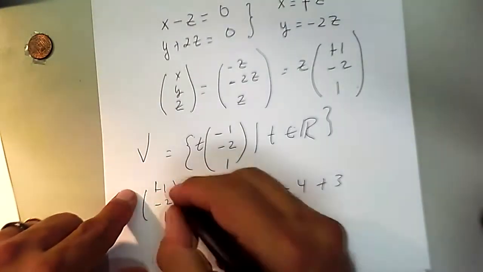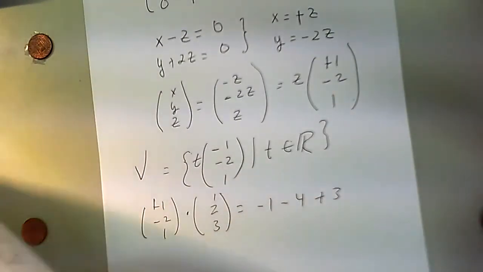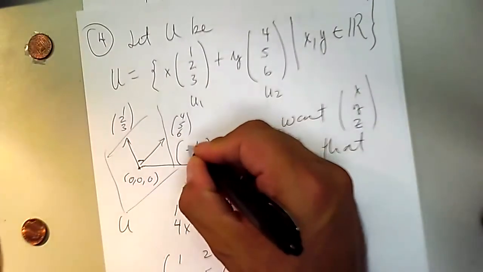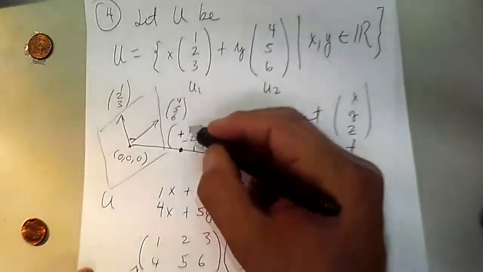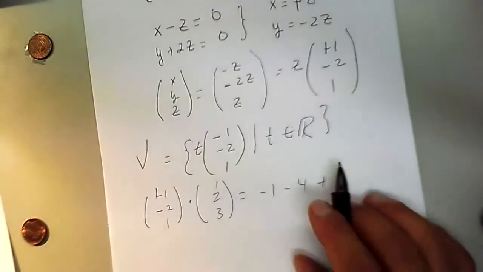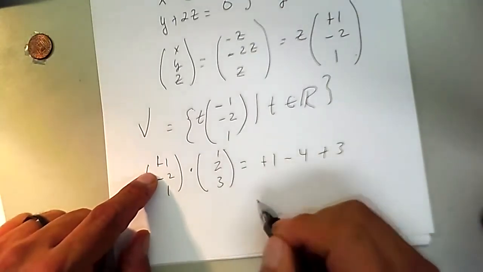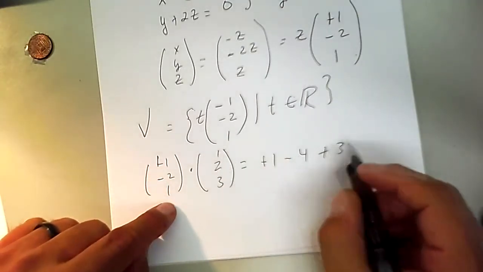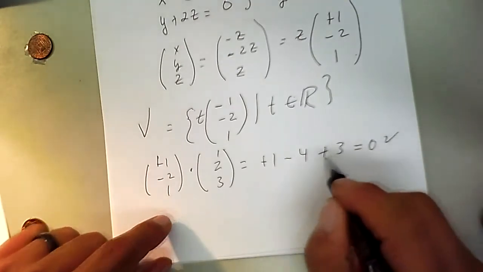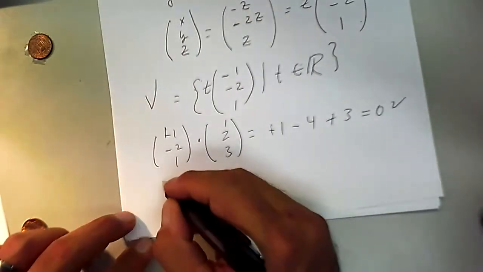One, so this is really one. Let me fix that in the picture. Not like it matters, but this should be one. So 1, -2, 1. Okay, so 1 times 1 is +1. There we go. -4 and +3, sure enough, 0. It checks. Whoa, it always pays to double check.